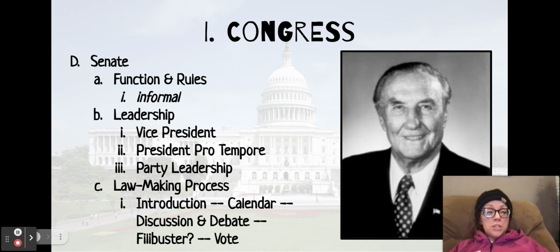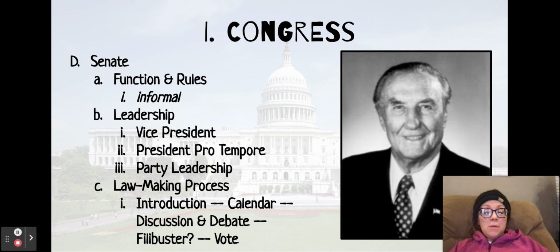You also have party leadership. You have the majority floor leader and the minority floor leader, and then you have assistant floor leaders. Again, the Democratic Party is in control of the Senate, so that's going to be a Democratic majority, Republican minority. And then the lawmaking process is kind of interesting in the Senate because, of course, you have to introduce it, but you don't have to put it in a hopper. You just have to get up and say, hey, I want to start a bill. Then the bill is put on a calendar for discussion. Then they get to debate it.